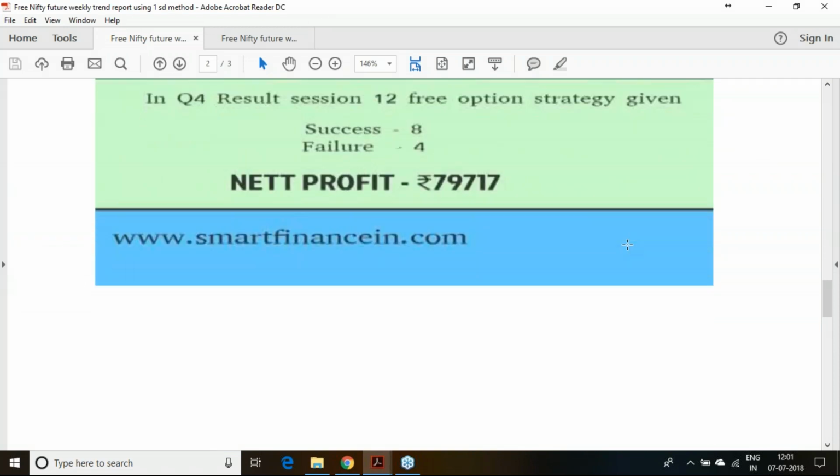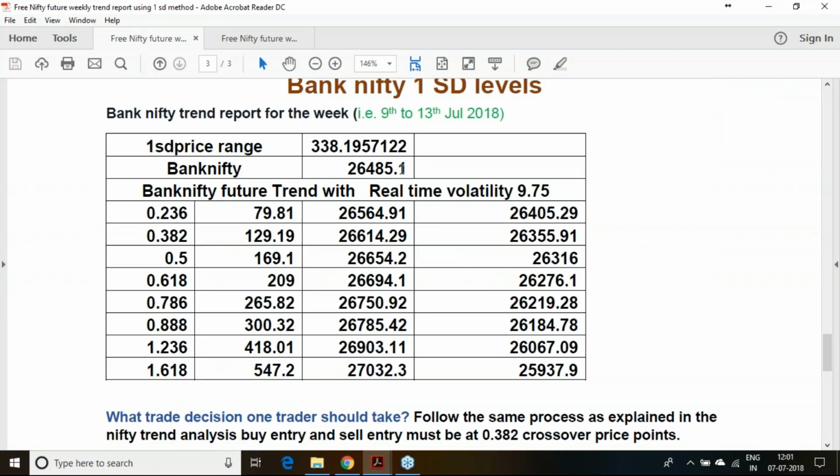Then you need to take a call on that. Coming to the Bank Nifty, we are expecting that if 26,640 breaks, then it will be in an uptrend. Why not 565? Because Bank Nifty's volatility is more and it is a high base value.